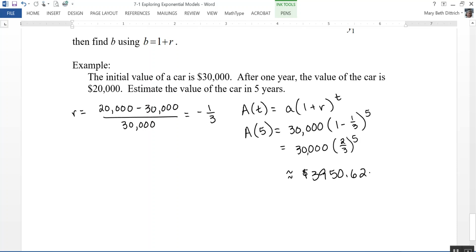$3,950.62. So in this section, we learned a little bit about what an exponential function looks like and how we can use an exponential function to model a couple real-life examples, that is annually compounded interest and depreciation.